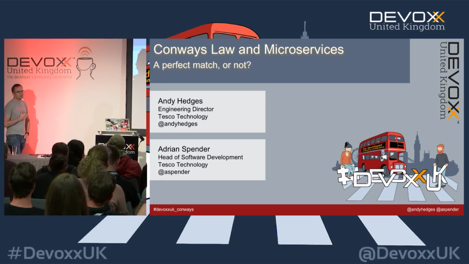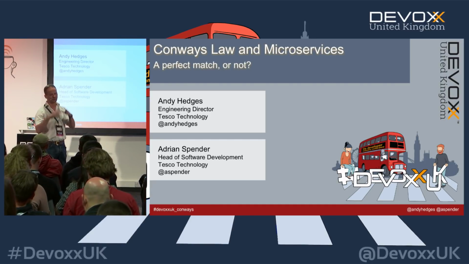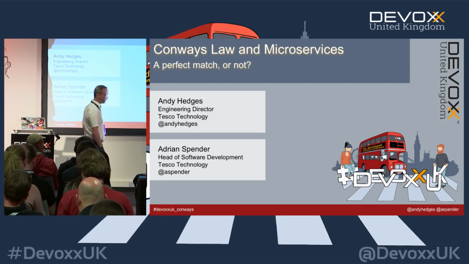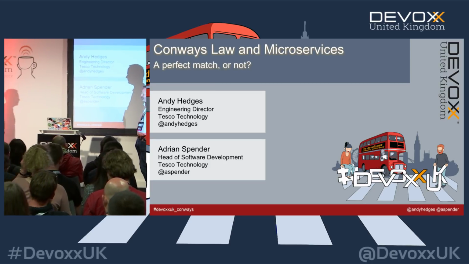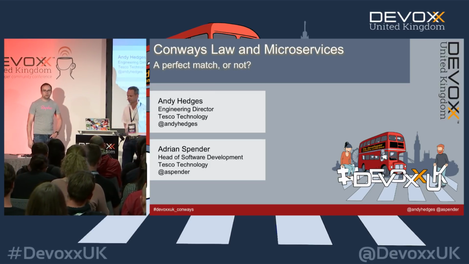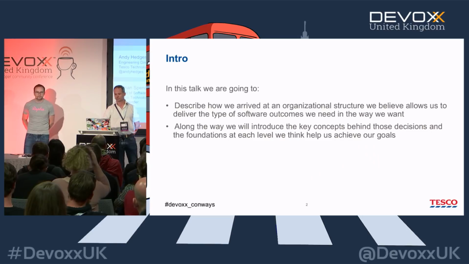I'm Andy Hedges. I work at Tesco, engineering director, so I look after part of our software estate and how we run that. I'd like to introduce you to Adrian. Hi, I'm Adrian Spender. I'm a head of software development at Tesco, so I own and look after a particular area of our API services called Identity.